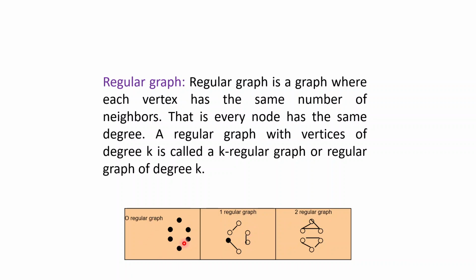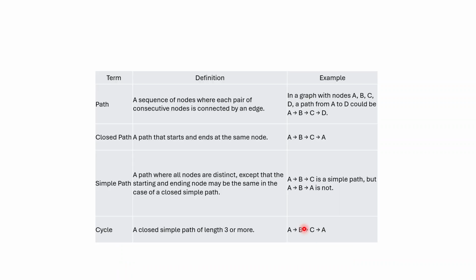Whereas here there is no connection, so 0 edges are there. So that is a 0 regular graph. Here there is only one edge common throughout the graph. That is a one regular graph. You can see here between 3 nodes we have the connectors. So this is called a two regular graph. So a regular graph means each vertex has the same number of edges. That is called a regular graph.